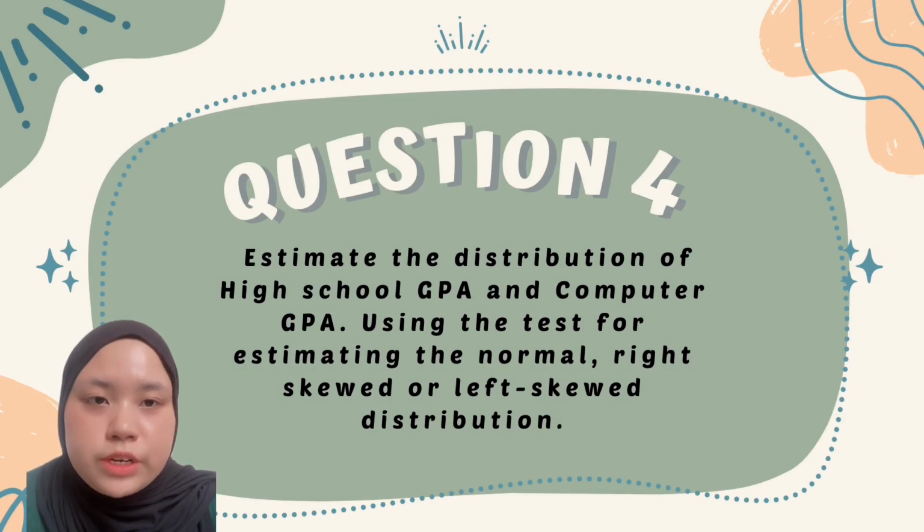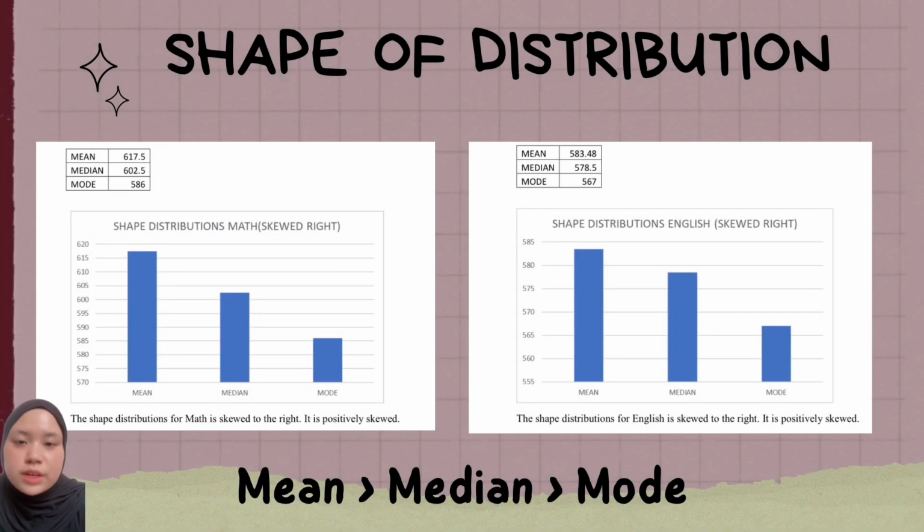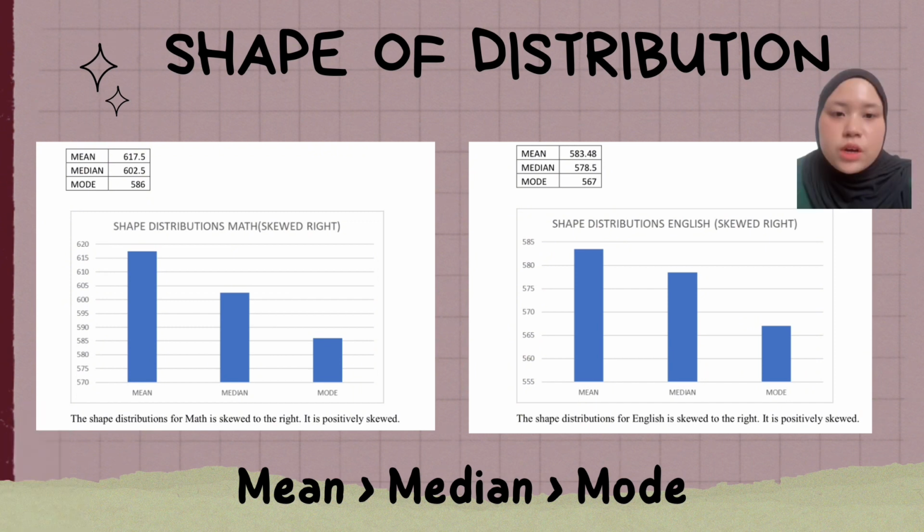Okay, next we go to question 4. Estimate the distribution of high school GPA and computer GPA using the test for estimating the normal, right skewed or left skewed distribution. Okay, for your knowledge, the shape of a distribution is divided into two: symmetric for uniform and bell shape or normal, while non-symmetric for skewed to the left or skewed to the right. To determine the shape of the distribution, we need to find the mean, median, and mode first. Okay, so for math, mean 617.5, median 602.5, and the mode is 587. It shows us the distribution is skewed to the right.